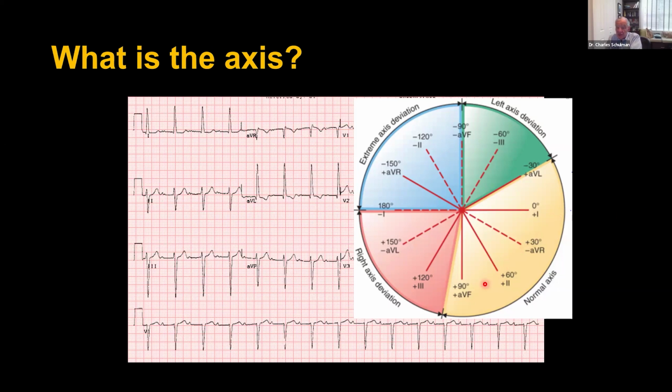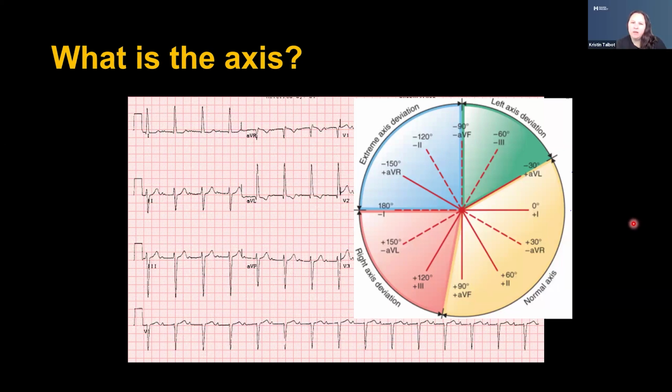But using 1 and AVF is really the easiest way to do this. Positive in 1 and positive in F puts it here. Positive in 1 and negative in F puts it here. Negative in 1 and positive in F puts it here, and negative in both puts it here.